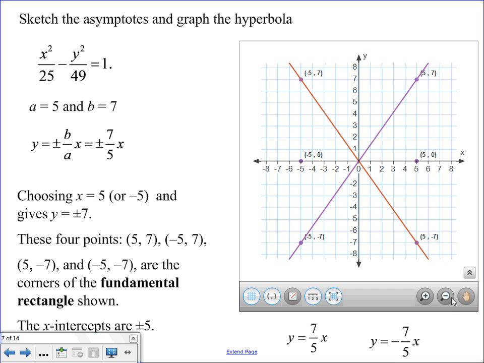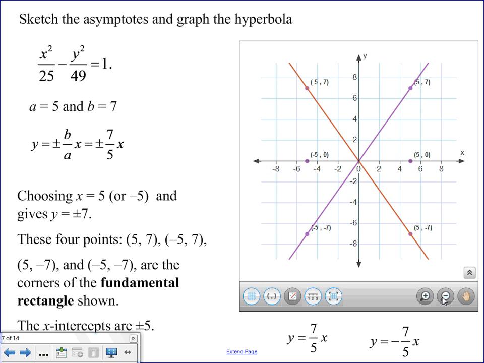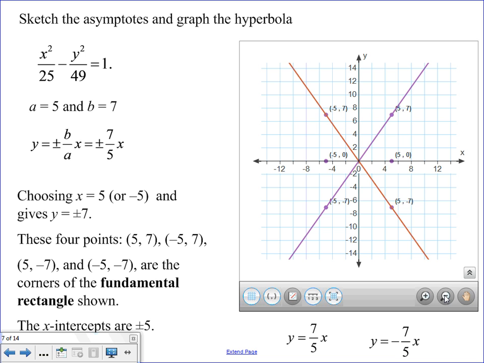So how are we going to draw the graph? When we draw it, I make the graph a little bigger, so I have more room to draw on there. And it looks like this. My hyperbola is going to open up left and right. It's going to go through this 5, 0.